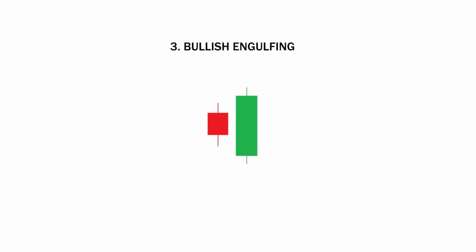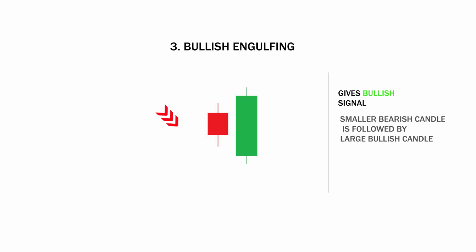Number 3. Bullish engulfing candle. A bullish engulfing pattern is a 2-candlestick pattern that often signals a potential reversal of a downtrend in Forex trading. This pattern occurs when a smaller bearish candlestick is followed by a larger bullish candlestick, with the body of the bullish candlestick completely engulfing the body of the preceding bearish candlestick. The bullish engulfing pattern suggests that after a period of selling pressure, buyers have regained control, leading to a strong upward momentum. It reflects a shift in sentiment from bearish to bullish.